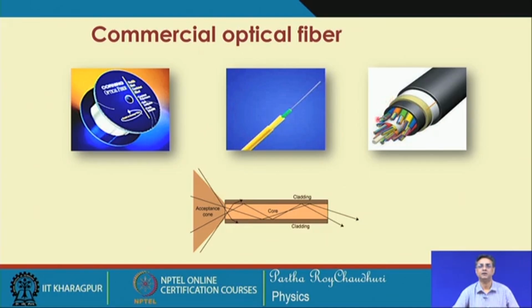This is a cable which contains a large number of optical fibers in groups, which gives an indication of the practical application of optical fiber cables. And this is the basic mechanism by which the optical fiber carries light: you have an acceptance cone and the light is incident, it undergoes total internal reflection and it is guided through the structure.